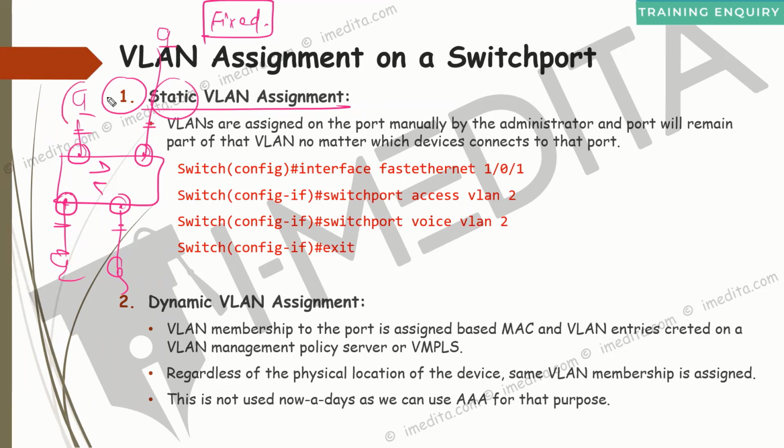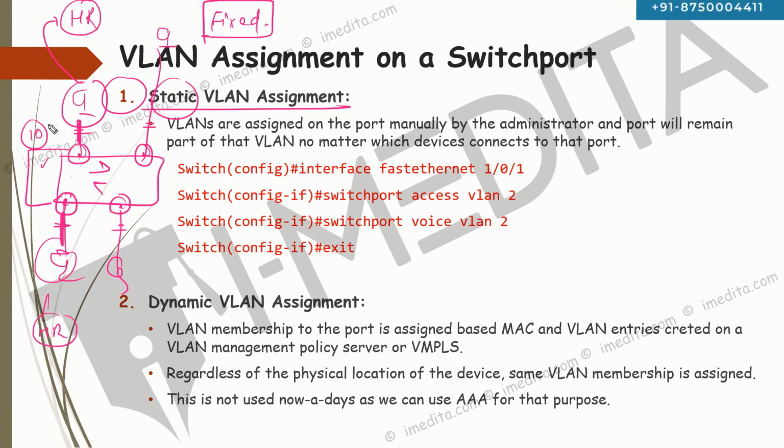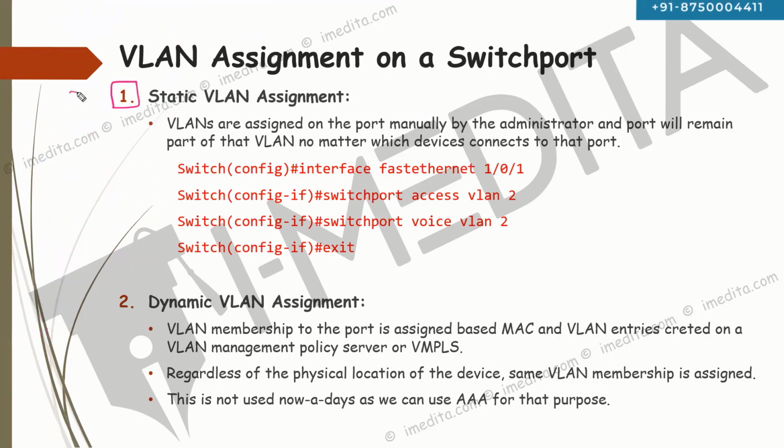I know that this user belongs to the HR. This user also belongs to the HR, and for the HR users, I have configured VLAN 10. So I'm going to manually bind these ports in VLAN 10 so that when the user sits here and the user sits here, they will become part of VLAN 10 and they will be able to communicate to each other, considering that they are HR users. So static VLAN assignment is beneficial when your users are stationary. They are not moving. Basically, they are at the same location.